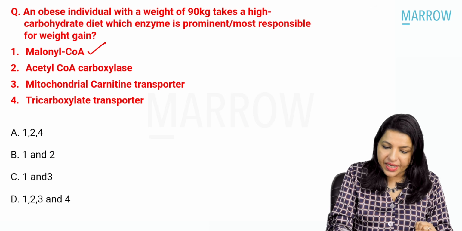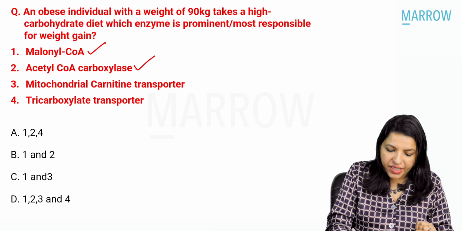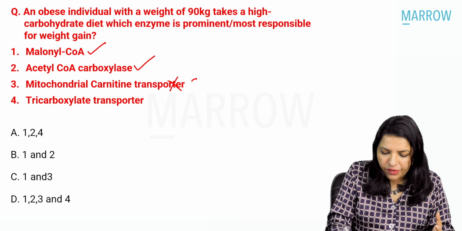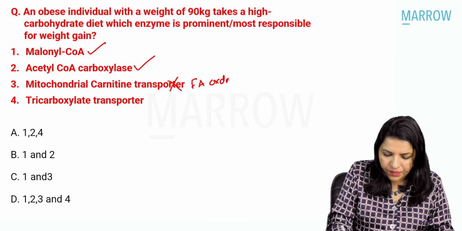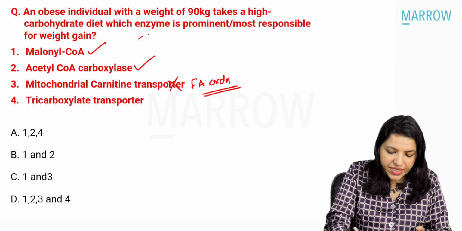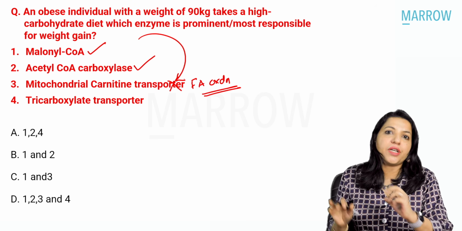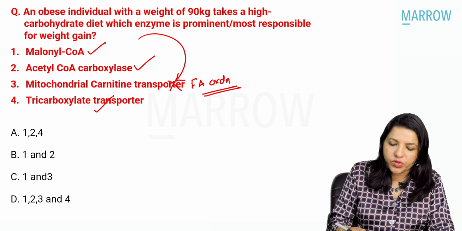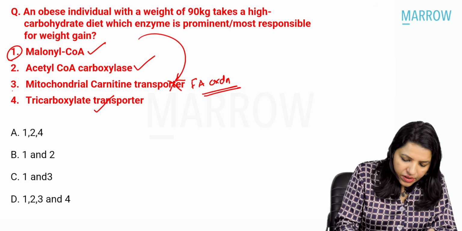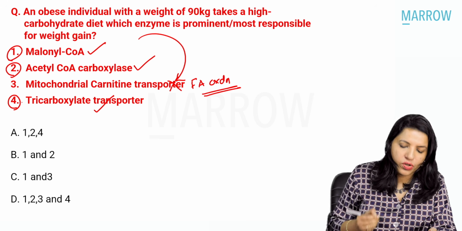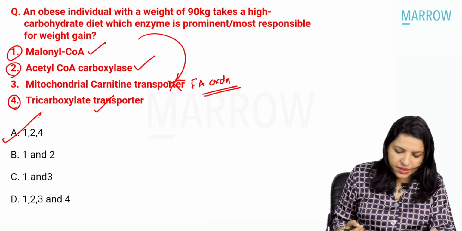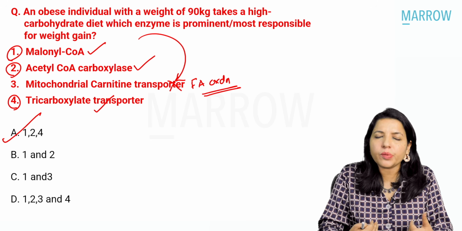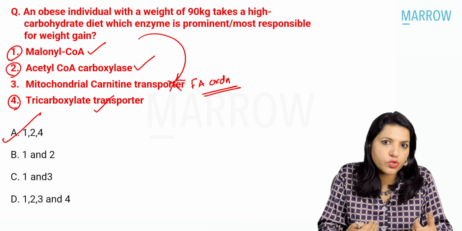So now we will see the question. Malonyl coenzyme A, yes. Acetyl coenzyme A carboxylase, yes. And mitochondrial carnitine, no. This is for fatty acid oxidation, and I've told you malonyl coenzyme A is blocking the CPT1 gateway, which is the transport system. Then tricarboxylate transporter, yes. So one, then 2 and 4. These are all answers. So the answer here is 1, 2 and 4. If from these options I will take only one, I will take 1, 2 and 4.